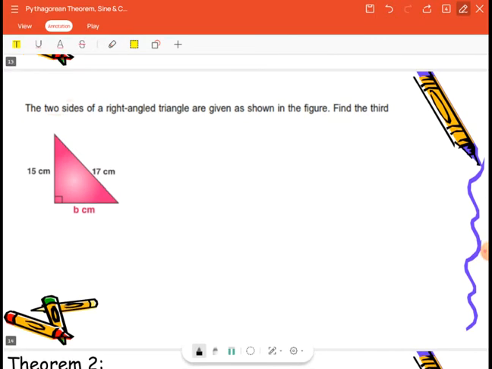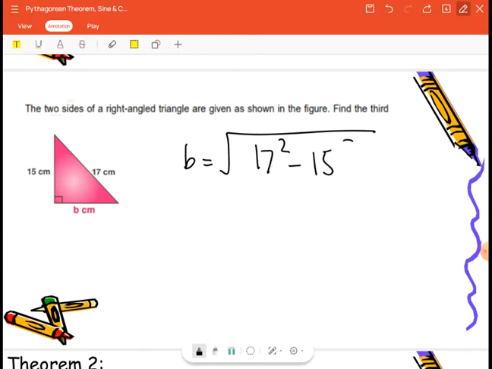Now, the two sides of a right angle triangle are given in the figure shown. So, find the third side. So, itong B. So, you just have to calculate this. Square root of 17 squared minus 15 squared. And that is equals to, ano ba to? 17 squared minus 15 squared, 8. Okay, so ito ay 8 centimeter.